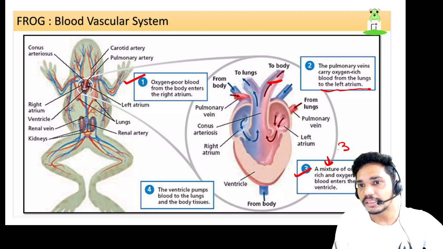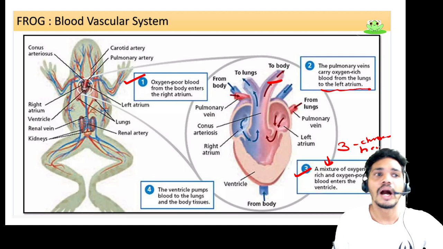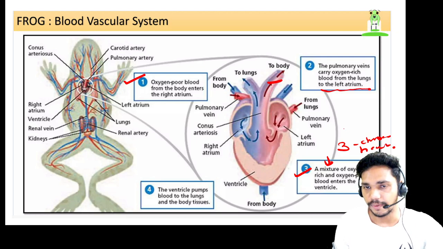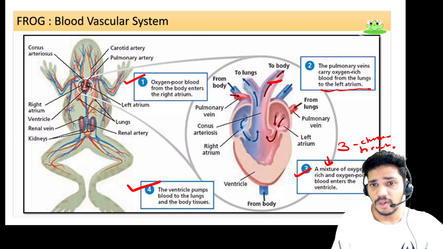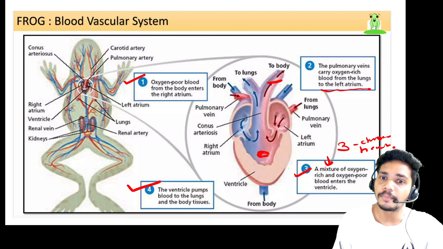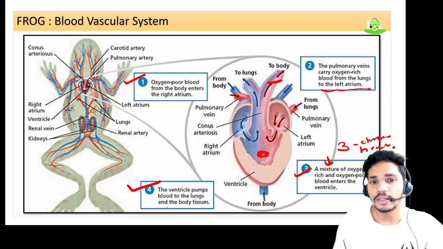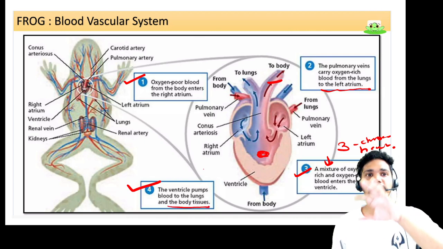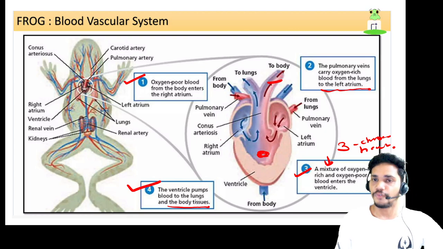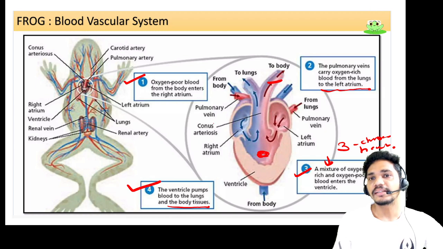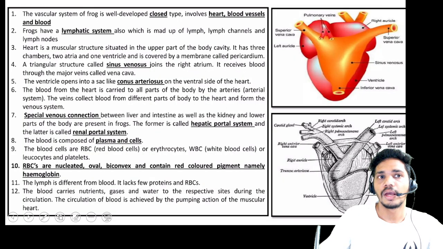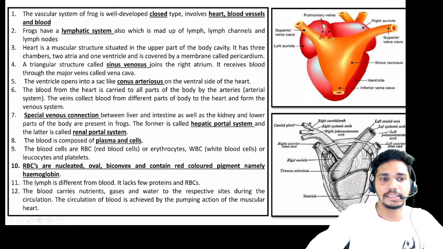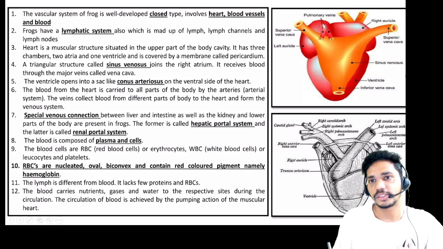A mixture means it is a three-chamber heart, not a four-chamber one. Both oxygenated and deoxygenated bloods come into the ventricle. The ventricle pumps blood to the lungs and the body tissues. So this is the blood vascular system of the frog that we have just studied, right? So it is a three-chamber heart. Now, this is quite detailed, so let's pay attention properly. Can you see that the heart structure is a three-chamber one? Atria are above, and this is the middle one.